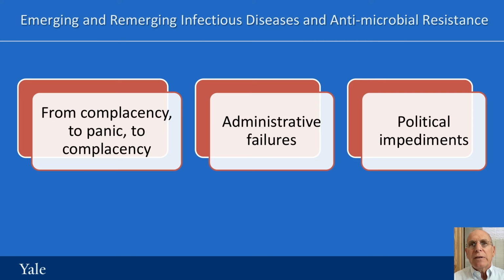COVID was, in many respects, kind of the ultimate global health issue. It brought out all of the key issues in global health, but it also highlighted that we have tended repeatedly to take an approach to emerging and re-emerging infectious diseases and antimicrobial resistance that's moved from real complacency, a lack of caring and a lack of action, to panic when the disease emerged, and then back to complacency when we thought that things were getting better. And it looks like things are not so different now.